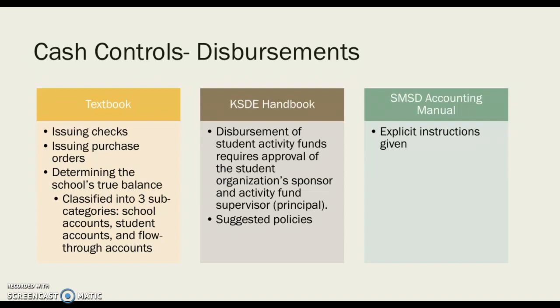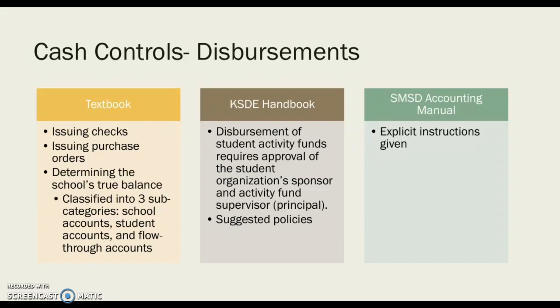The KSDE handbook says that the disbursement of student activity funds requires approval of the student organization sponsor and the activity fund supervisor, and has suggested policies such as student activity fund cash disbursement should first be approved by the student organization, then by the organization sponsor, and then the principal. Another suggested policy is the district may wish to establish a dollar limit for student activity fund disbursements, and disbursements in excess of that limit require approval at the district level.